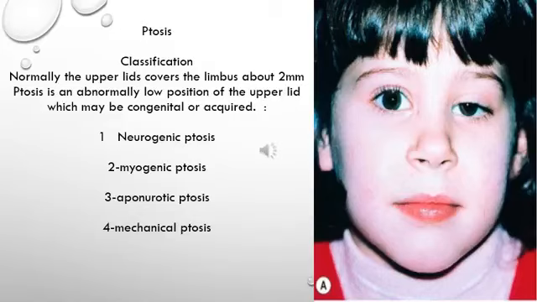The third type, which is the aponeurotic or involutional ptosis, is caused by a defect in the levator aponeurosis, stretching or dehiscence with age or surgical damage. The fourth type is mechanical ptosis, caused by the gravitational effect of a mass or by scarring. For example, a mass in the upper lid presses on the lid, making it heavy and causing it to drop, causing mechanical ptosis. Usual treatment of ptosis is by surgery.